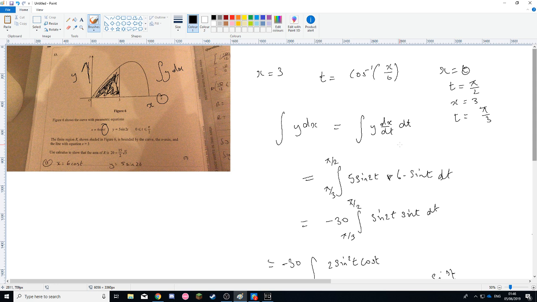Yeah, because we want to do it with respect to t. That's the point. We know x is 3 and 0, but we don't have an x in the y equation. So we bring it into the t world, and when you're in the t world, you have to have t equals. Here it's x equals x.